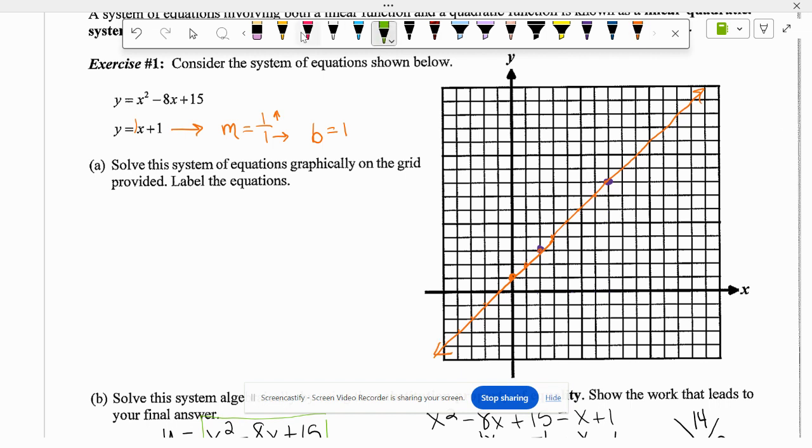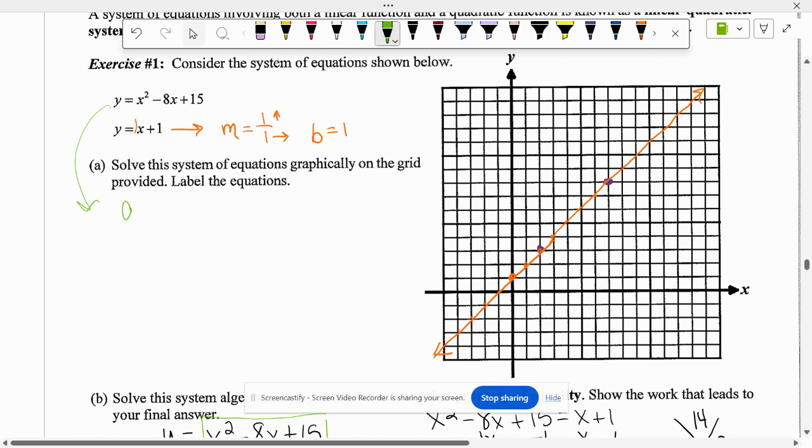Now the quadratic equation. Let's see. Well, I'm going to move it down here. I know that if I want to graph a quadratic, the first thing I need to do is find the axis of symmetry. I know you guys thought that was going to go away, but it's not.